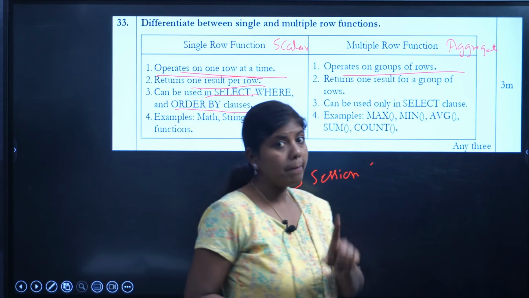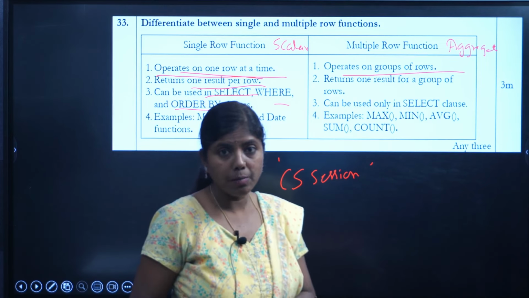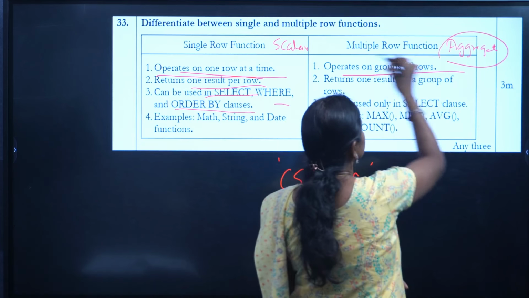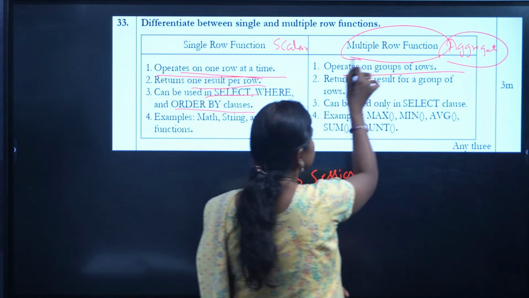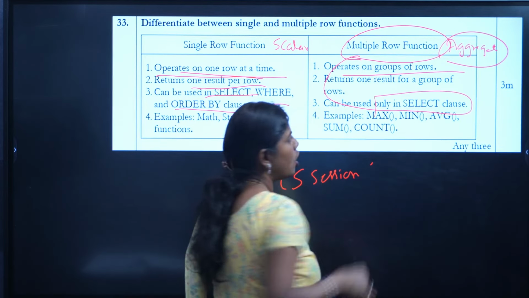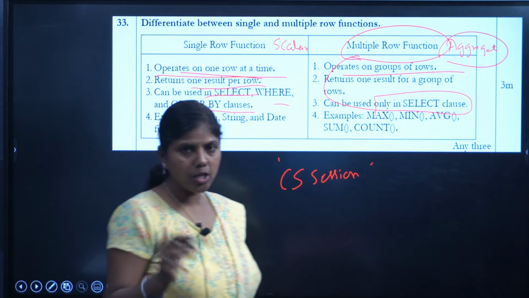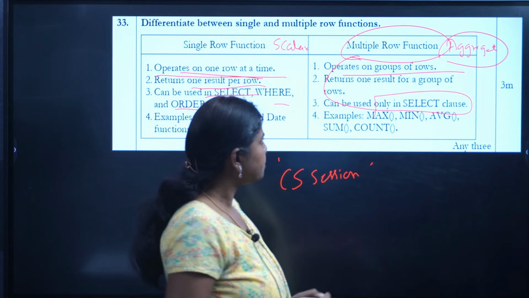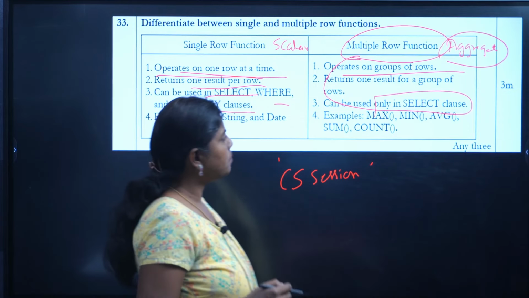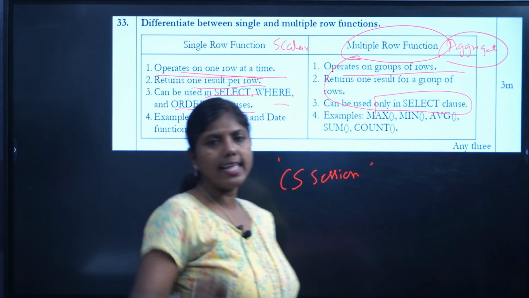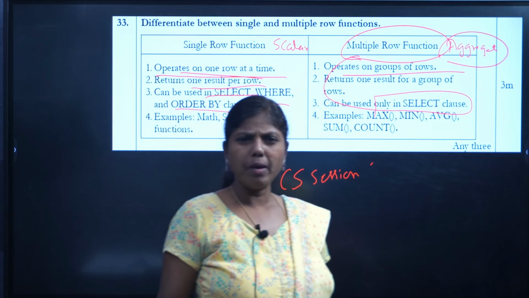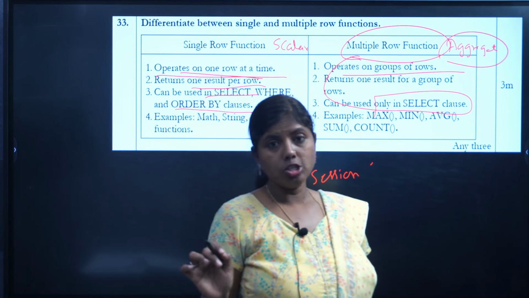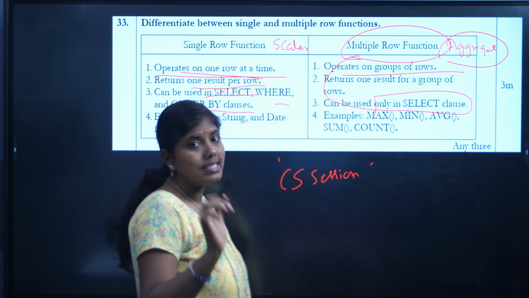Remember this, they had asked in one of the preparatory papers, a very important point: aggregate functions, multiple row functions, can be used only in the select clause. Very important MCQ if they ask you. You have to remember this. Not in the where clause, not in the order by clause. You can use it only in the select clause.